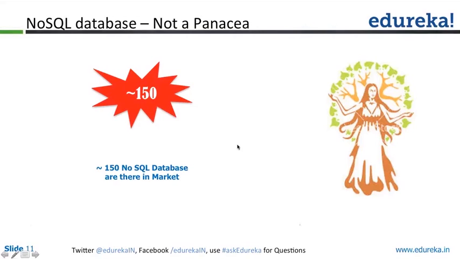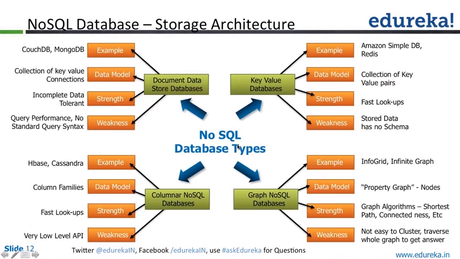This NoSQL landscape of 150 databases could be broken down into 4 different categories: document data stores, key value databases, columnar databases, or graph databases. Each of them has specialized properties with respect to scalability, speed, and the query and navigational complexity. Document database store models are where MongoDB, etc. fall into this category.